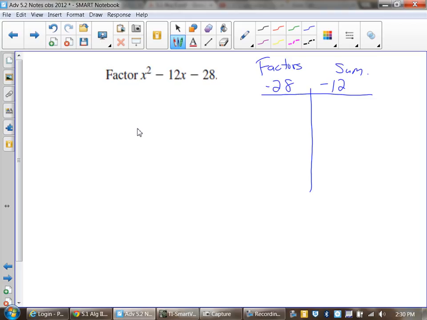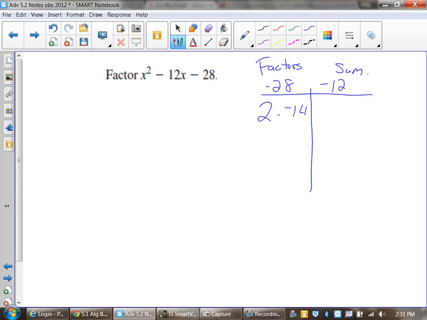So what are 2 things you multiply together to get negative 28 and you add together to get negative 12? Remember, if you have 2 things that multiply to get a negative, it means you have to have 1 positive, 1 negative. And then if you have 2 things that add to a negative, the larger of the 2 should be negative. It's negative 14 and 2. Good. It's 2 times negative 14, or negative 14 times 2. Doesn't matter which way I write it.